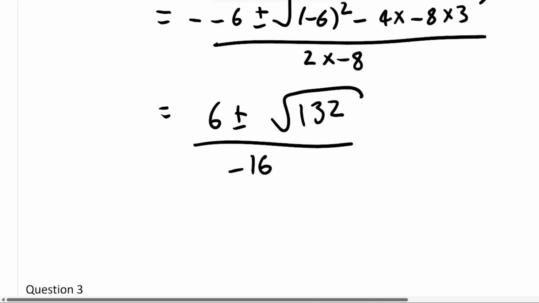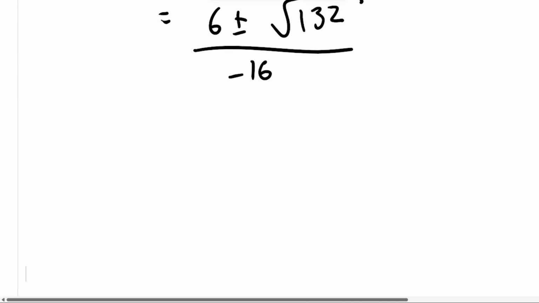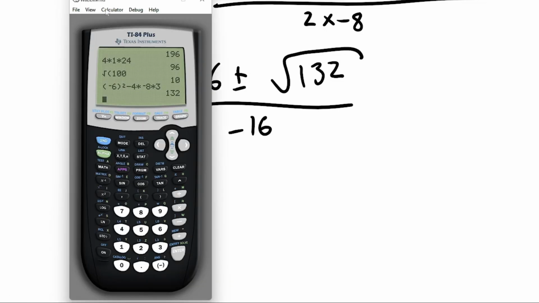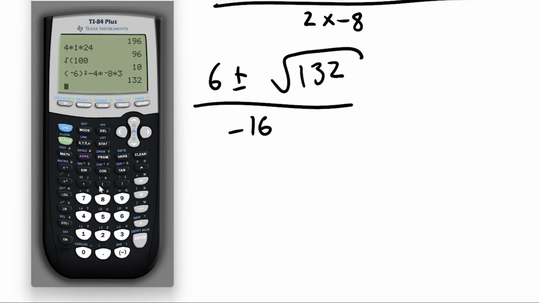Great, so that's sort of your final answer if you like. Pretty much as simple as it's going to get, and that is two answers there. Now, if you do want your approximate values, you can get them. So what we're going to do is 6 plus root 132 over minus 16. And you're going to get minus 1.093.